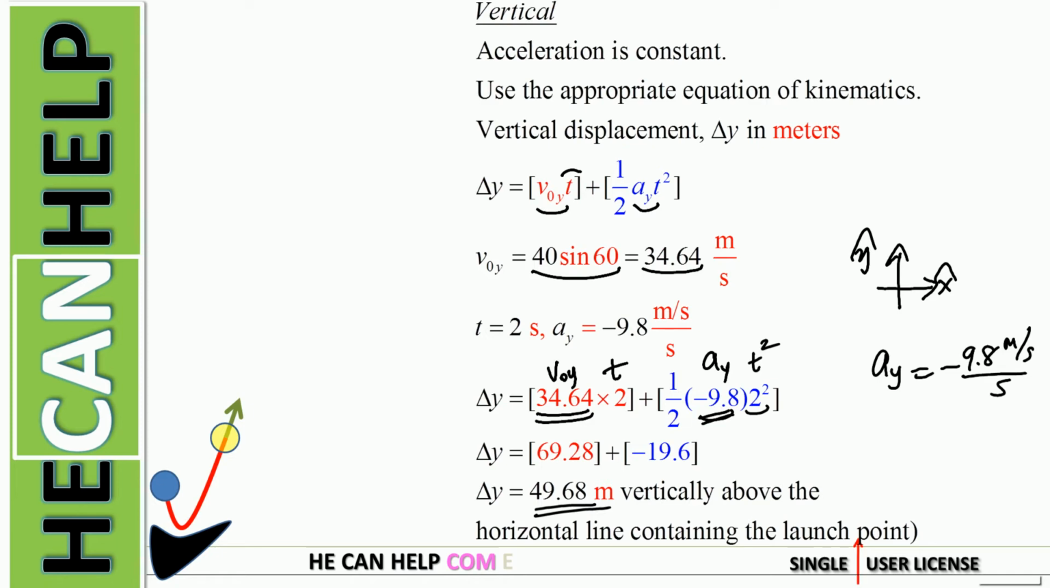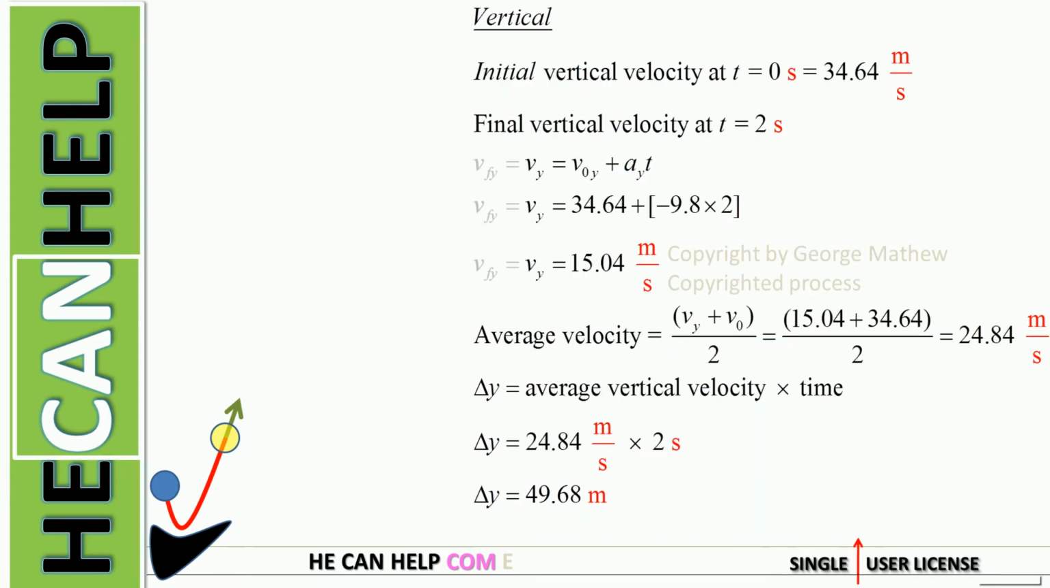It is vertically above the horizontal line containing the launch point, 49.68 meters. So if you draw your projectile, at t equals 2 seconds we are 49.68 meters above the launch point, vertically above. That's the reason we use the word vertically. All right, that's one way of doing it.